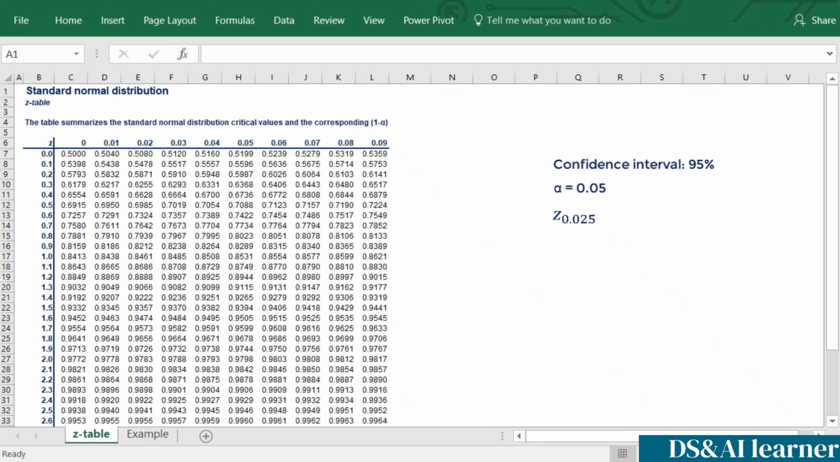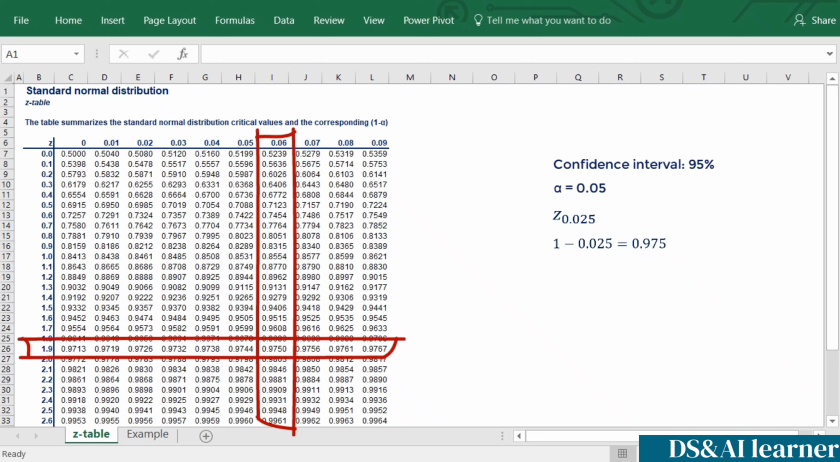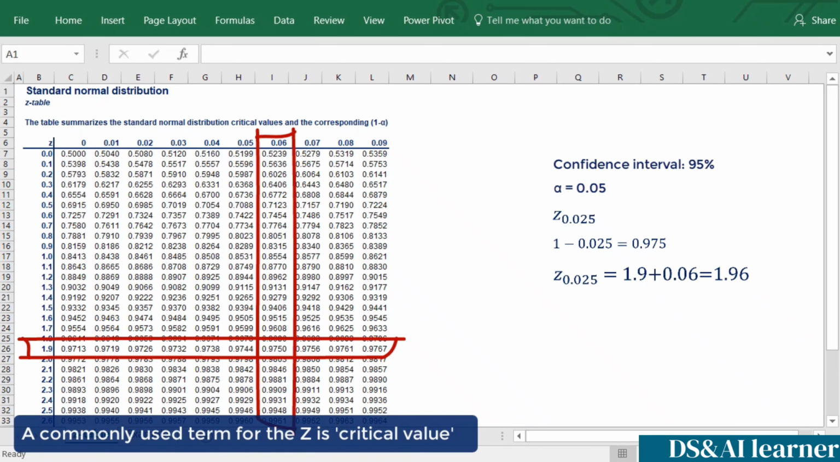In the table, this will match the value of 1 minus 0.025, or 0.975. The corresponding z comes from the sum of the row and column table headers associated with this cell. In our case, the value is 1.9 plus 0.06, or 1.96. A commonly used term for the z is critical value, so we have found the critical value for this confidence interval.